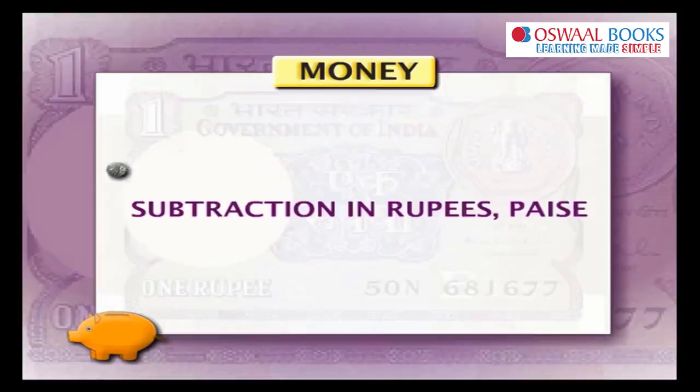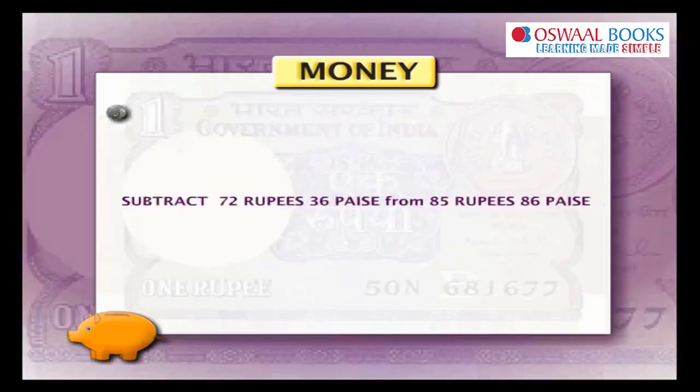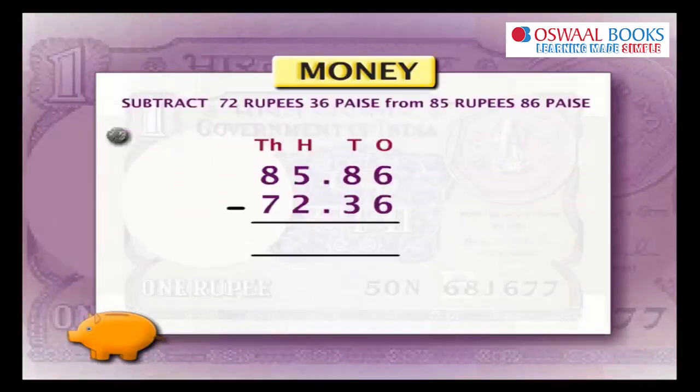Subtraction in rupees paise. Example 1. Subtract 72 rupees 36 paise from 85 rupees 86 paise. Arrange the numbers in column. Do subtraction as we generally do the numbers. Subtract ones column first. 6 minus 6 is equal to 0. Write 0 below the ones column. Subtract tens column next. 8 minus 3 is equal to 5. Write 5 below the tens column.